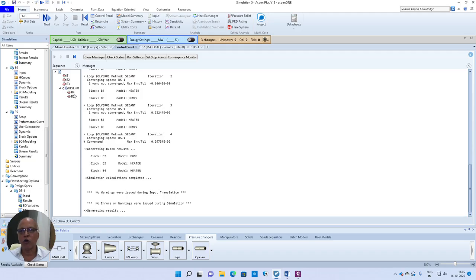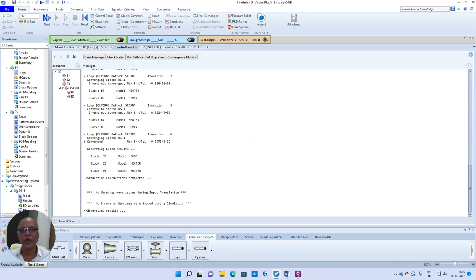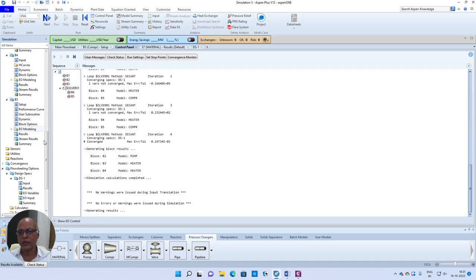So you can see this block, both B4 and B5. Why B4 and B5? See, the measured variable is here, the manipulated variable is in this block. So the design spec is involving both these blocks B4 and B5. So whatever blocks appear between the measured variable and manipulated variable will be iterated because of this specification loop. That's exactly what is happening here, because B4 and B5 are involved. So these blocks B4 and B5 are iterated maybe about 4 times before we can reach a convergent solution. Now let us look at this result.